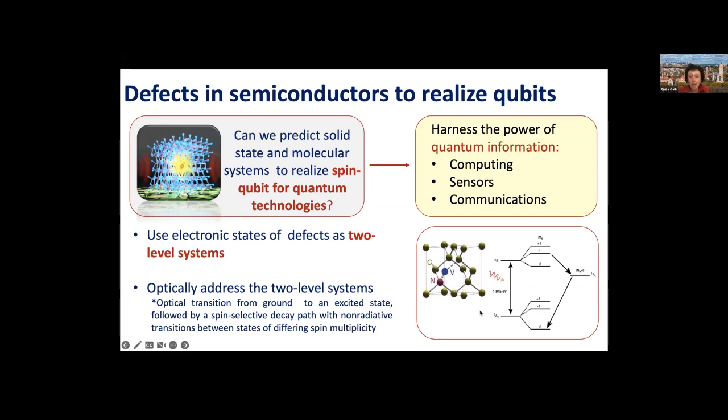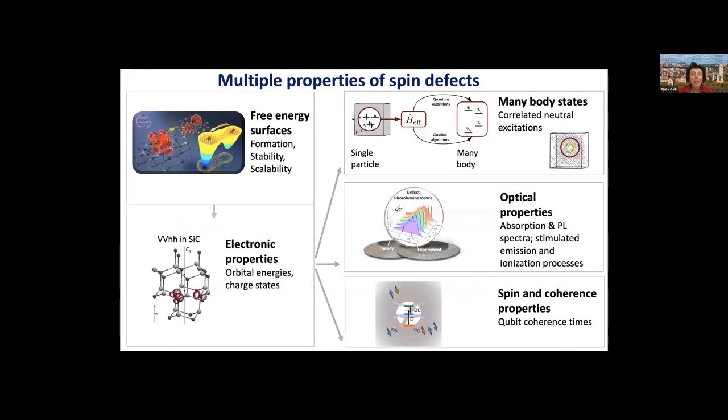Here I am showing the picture of the energy levels and also the cartoon of probably the most famous spin defect in an insulator, which is the NV center in diamond: a missing carbon atom and a substitutional nitrogen atom, charged negatively. If you want to study this system, you need to be able to study multiple properties of spin defects, if the applications you are interested in are those that I just mentioned. Certainly the electronic properties. Here I have another defect that I will mention, a double vacancy in silicon carbide.